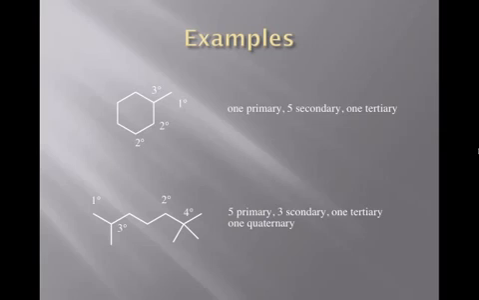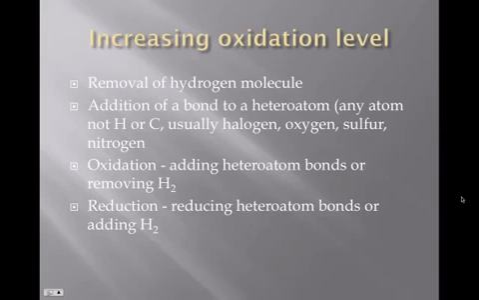Here are some examples. If you look at this structure, you can see that there's one primary carbon. It's bonded to only one other carbon. This carbon's tertiary. It's bonded to three others, and the others around the ring are all secondary. Likewise, down here we have primary, primary, three more primaries. Here's a tertiary. It's bonded to three other things, several secondaries, and here is a quaternary. It's bonded actually to four other carbons and has no hydrogens attached to it. This is the lowest oxidation level.